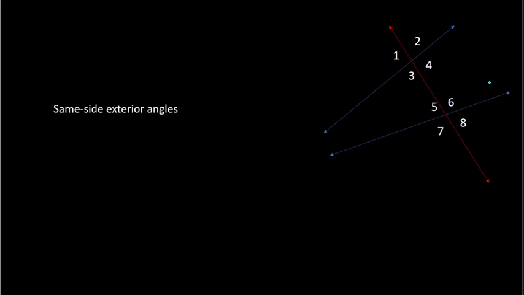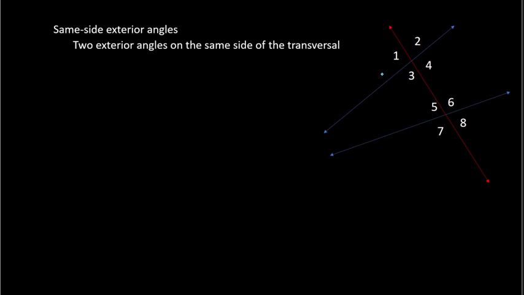And then we have same side exterior angles, which are two exterior angles on the same side of the transversal. So for example, looking at angle 1, angle 7 is exterior and is on the left side, the same side as angle 1. So therefore, angle 1 and angle 7 are same side exterior angles. And then looking at angle 2 and angle 8 would be same side exterior because they're both outside the two blue lines and they're both on the same side of the transversal. So angle 2 and angle 8 would be same side exterior angles.